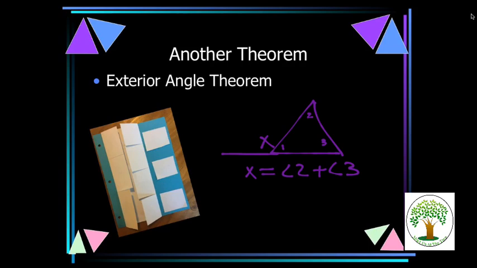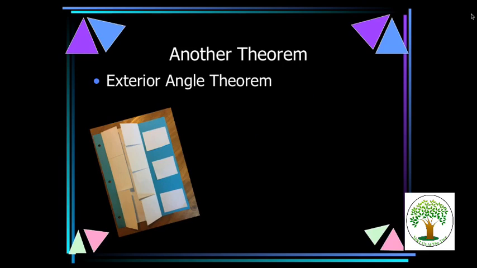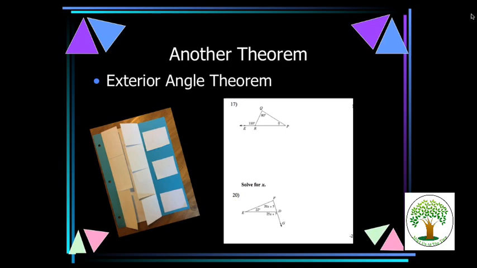So let's do some examples. All right, I'm ready to draw. Okay, I just want to make sure I didn't go too fast. Here are some examples. We're going to do numbers 17 and 20 together.